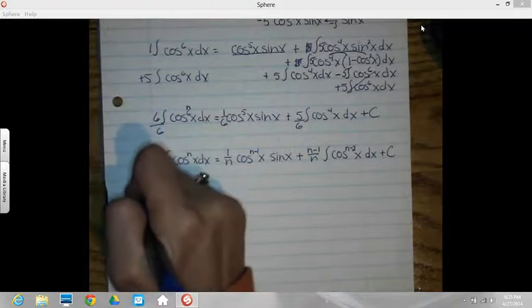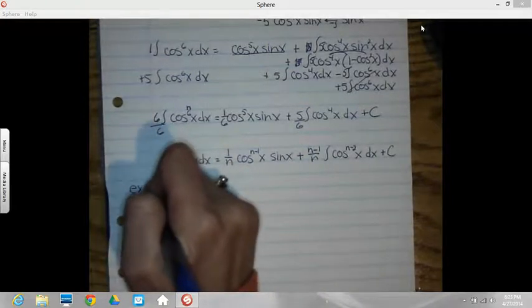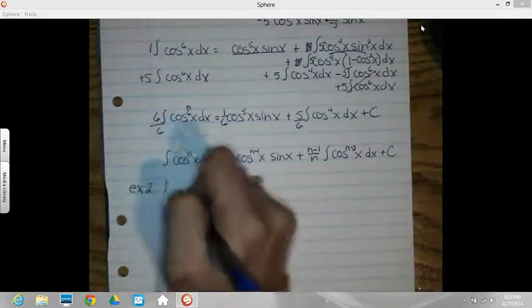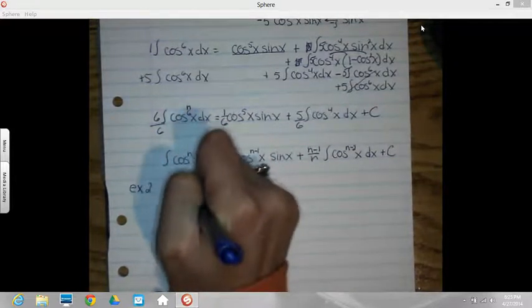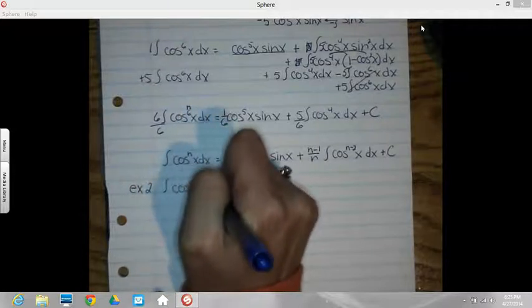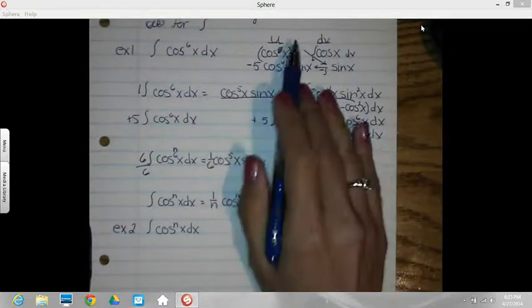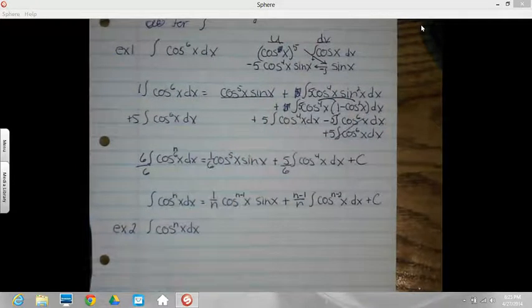So this is like example, well, I guess it is example 2. I was going to call it 1b or something, but okay. Integral of cosine to the nth x dx. Okay, we're just going to follow the plan we did in this first example with our u and dv.